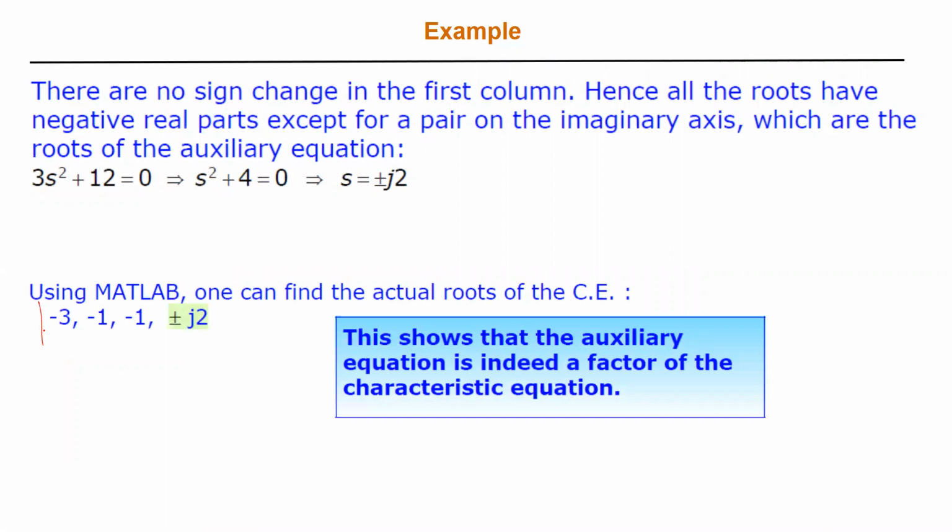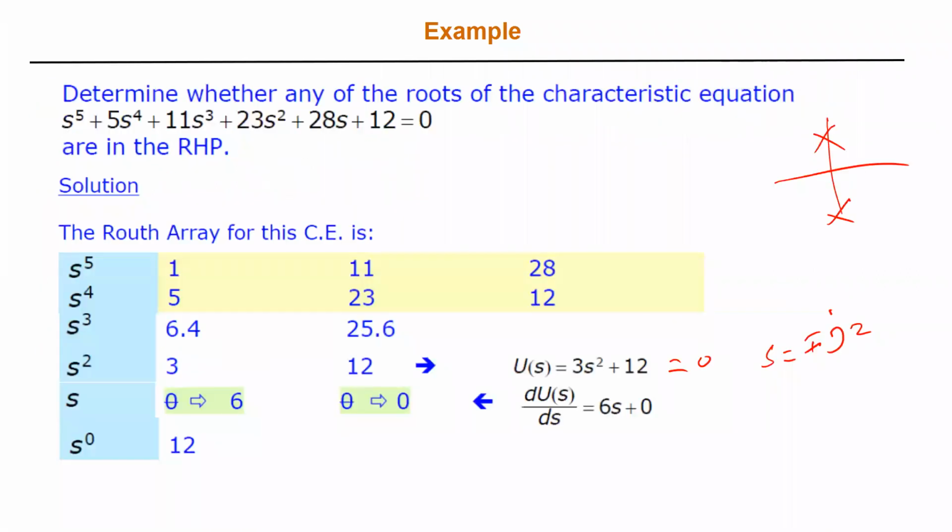If you use MATLAB, this is basically what you are going to get. By the way, even without MATLAB, I can find the other three poles. If you want to find the other three poles, you divide the characteristic equation by the auxiliary equation, 3s squared plus 12, or by s squared plus 4, because this is part of the characteristic equation. That will give you a third order system, which gives you the other roots. Sometimes you will be asked to find the location of the other poles of the system.